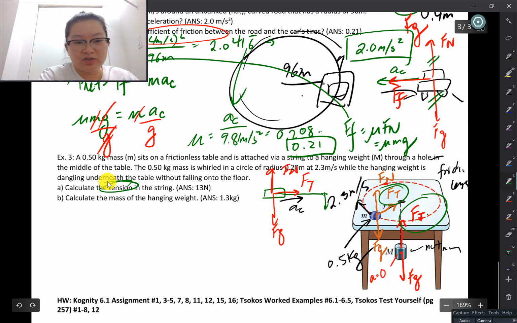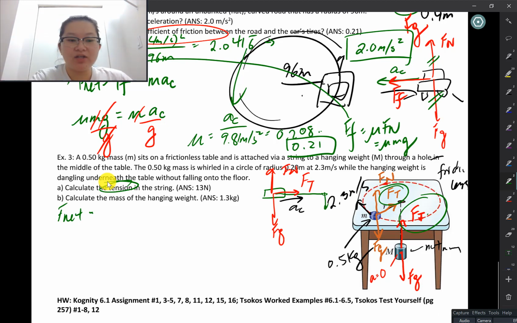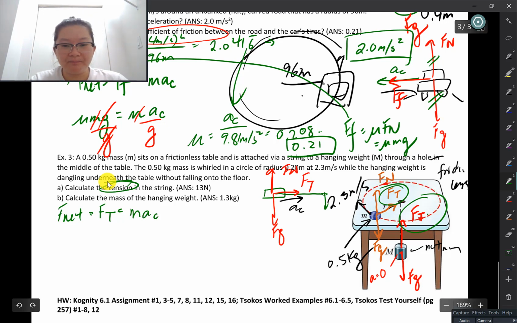The F-net equation is going to look like this. The only force providing that centripetal acceleration is the tension force. And we know that F-net, in this case, is the mass of the small hanging mass, sorry, this is the small mass, small m, times the centripetal acceleration, which we can probably find.